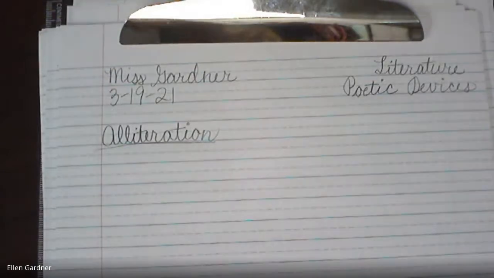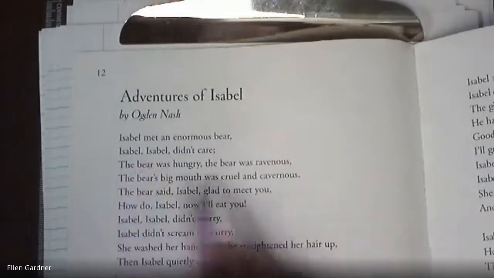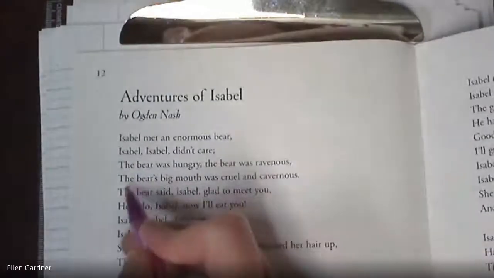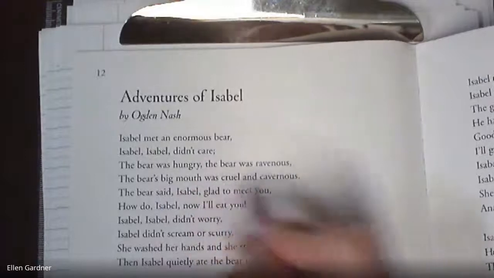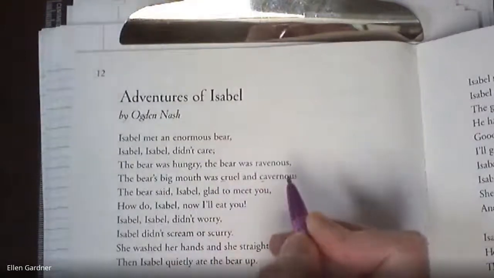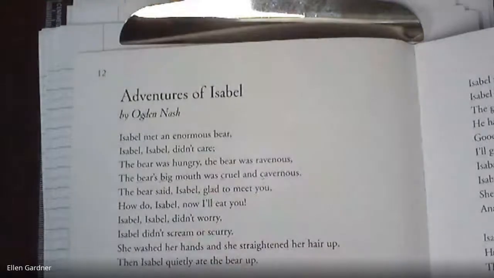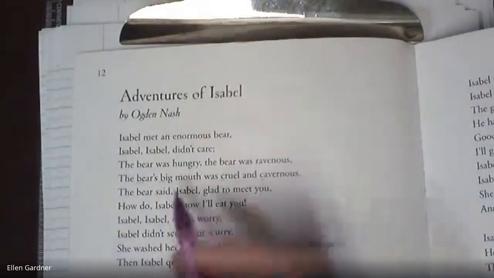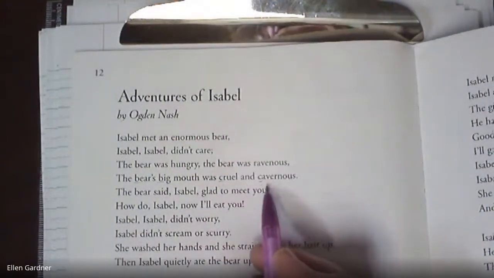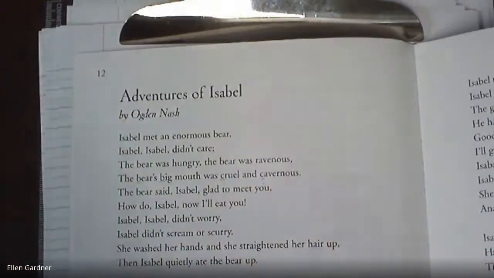So I'm going to look at a poem that we did a while back, Adventures of Isabel. Okay, in this poem, we have some alliteration here with the bear's big mouth was cruel and cavernous. That's a great example of this alliteration. Cruel and cavernous, both starting with a C. Also, bear's big mouth. It basically really drives home the sound that's happening here, and it sort of is more memorable when you have that repeated consonant sounds at the beginning.